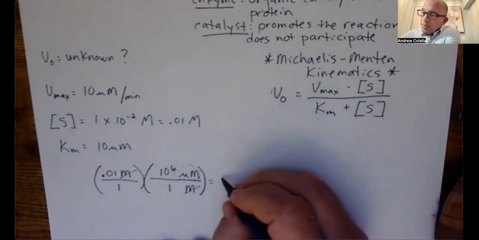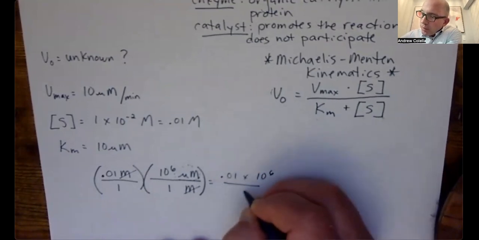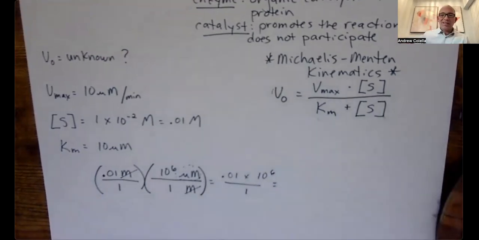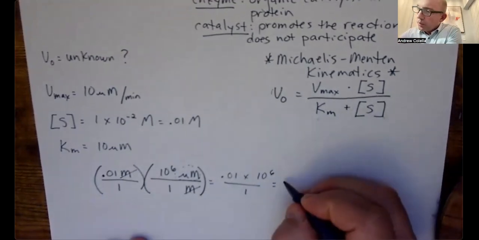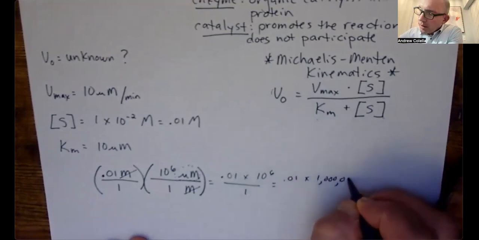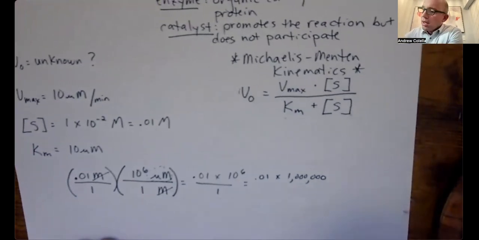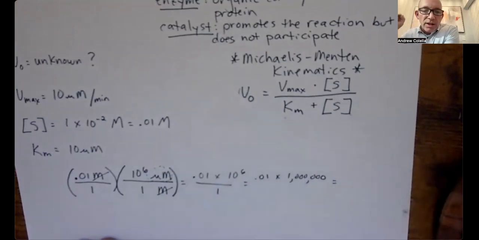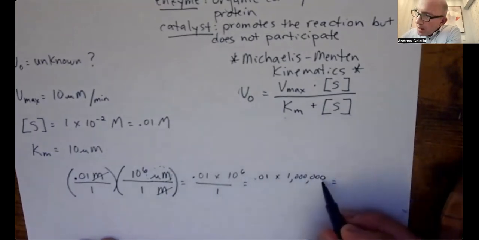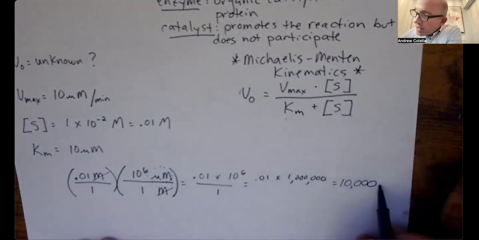So then our process simply becomes 0.01 times 10 to the 6th over 1. 10 to the 6th, if we agree, can be a million. 0.01 times 1 million. Sorry about that, I'm getting squished over there. All right, so we're going to move that decimal 2 to the left, and we're going to wind up with 10,000. The only units we have left now are micromoles.